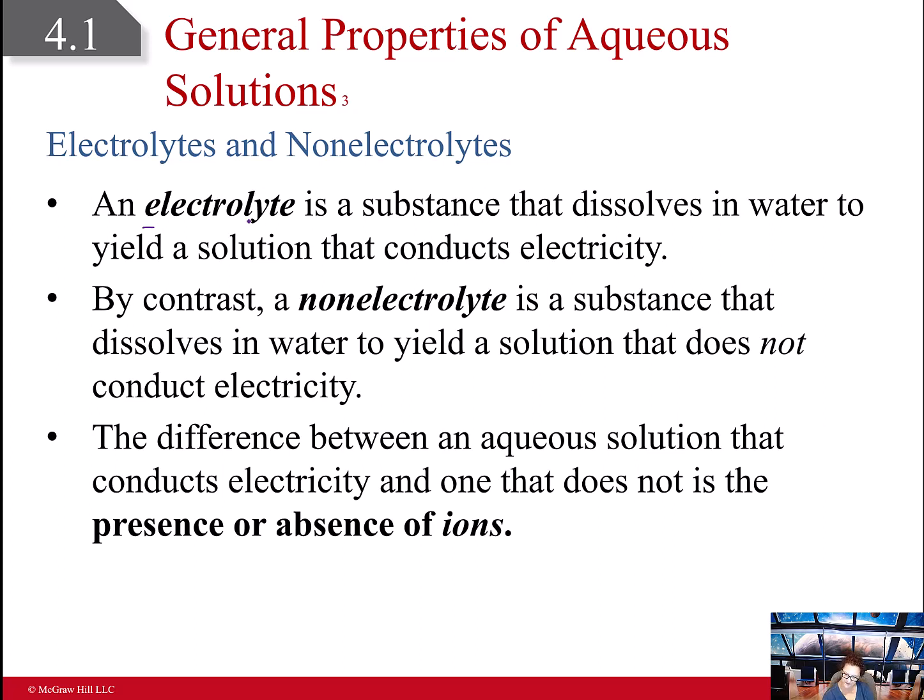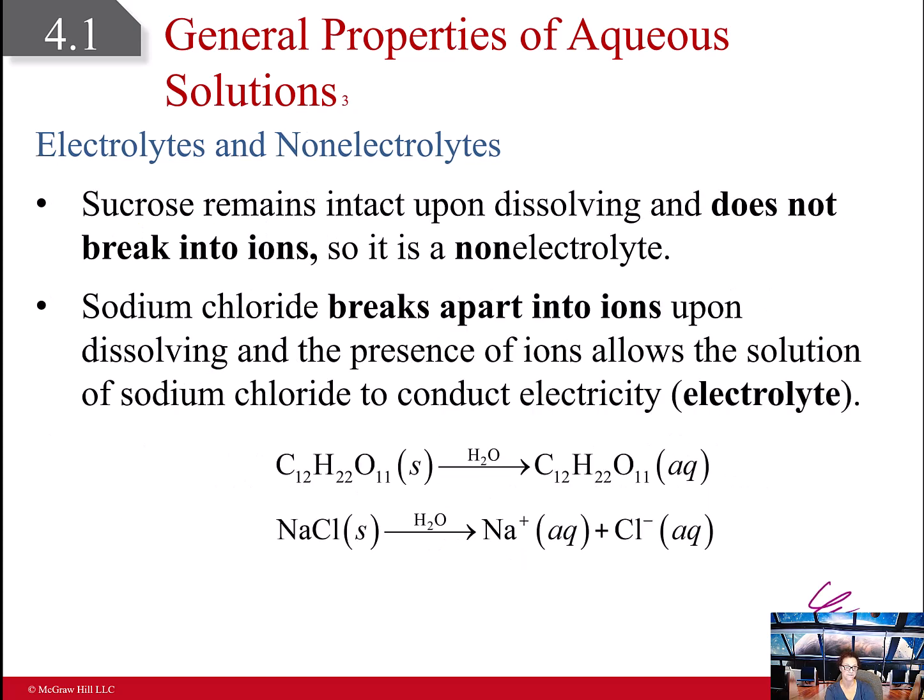So as we said, an electrolyte is a substance that will dissolve in water and it will conduct electricity, and it typically is going to do that because it has ions contained in that solution. A non-electrolyte is a substance that dissolves in water, but the solution does not conduct electricity, so that is to say it does not ionize or form ions.